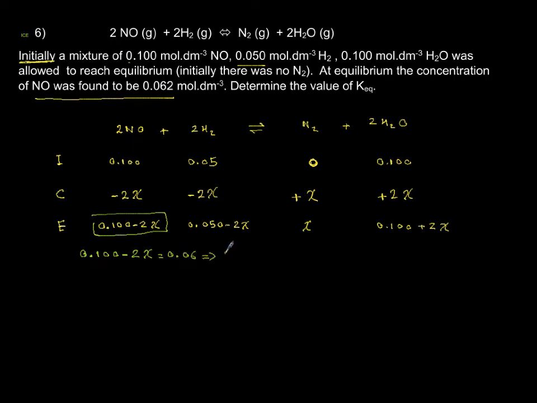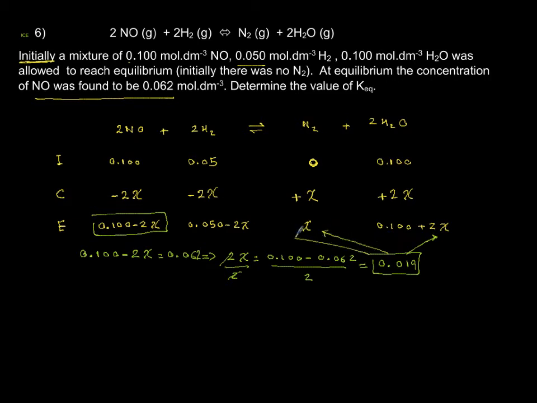So what I can say is 2x is 0.1 minus 0.062. I divide both sides by 2. Then I know what x is at equilibrium, and x happens to be 0.019. Now if that's the case, I'm going to put it into all of this, so I have my concentrations at equilibrium and I can calculate.